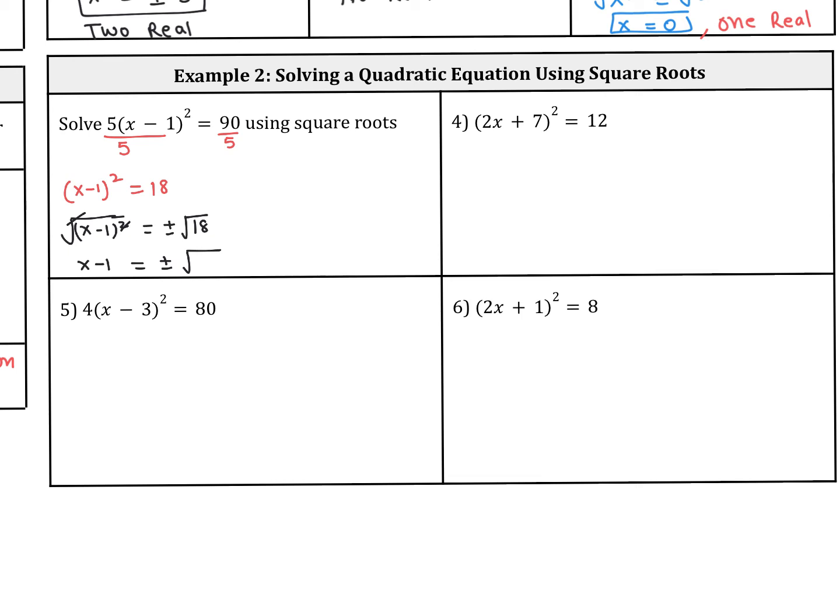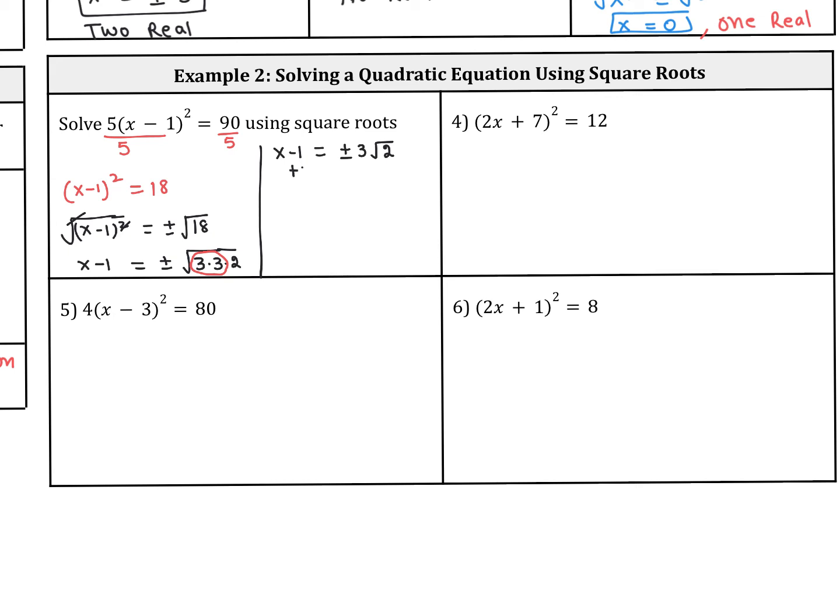You're going to make a prime factor for 18, and that's going to be 3 times 3 times 2. So 3 times 3 makes a pair. And you're going to take out one number from each pair outside of the radical symbol. So my next step will give me x minus 1 equals plus or minus 3 square root 2, because 3 comes out of the radical symbol.